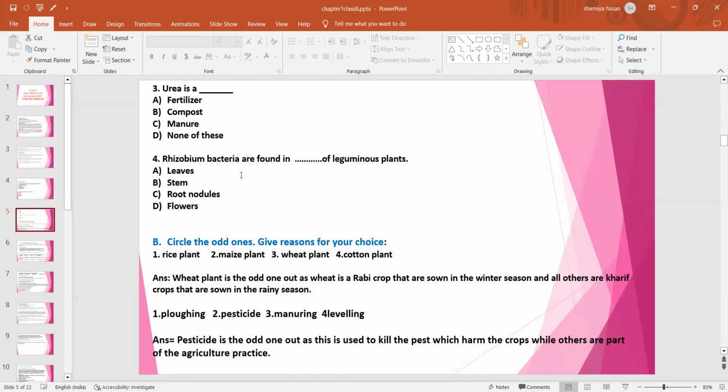Next one we have: rhizobium bacteria are found in. I just told you that this is a very important question. So, root nodules of leguminous plants. So we just learned that.